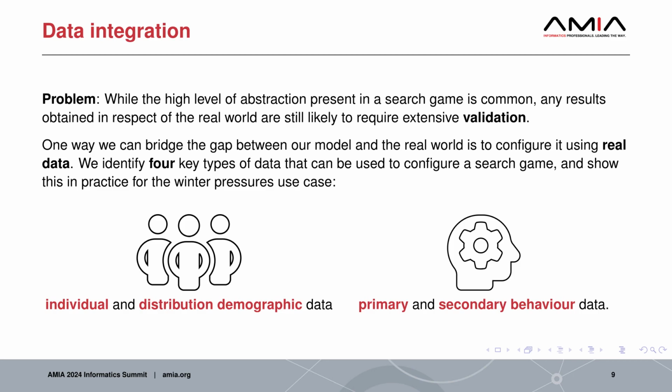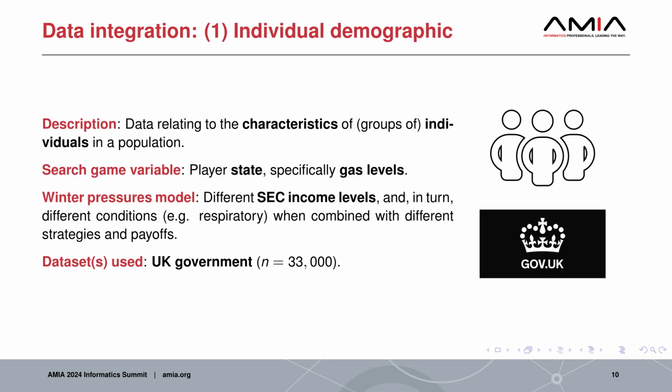The 4 types of data are broadly split into 2 categories. The first 2 are individual and distribution demographic data, and the second 2 are primary and secondary behavior data. So we can now break this down and learn a bit more about what each of these categories of data that should be used to configure a search game simulation look like.